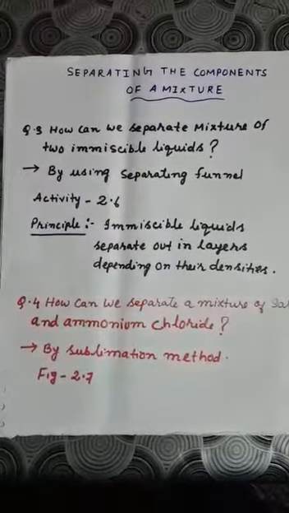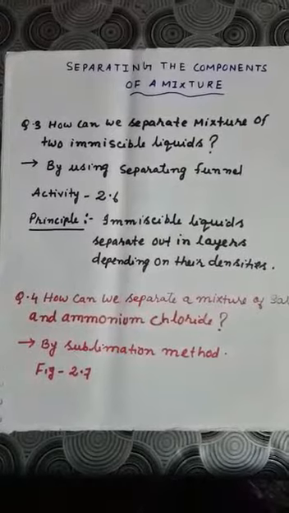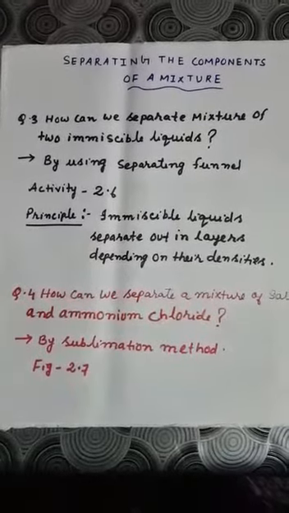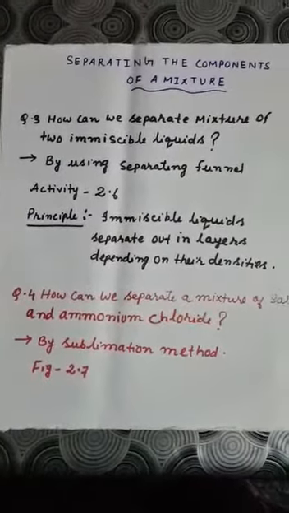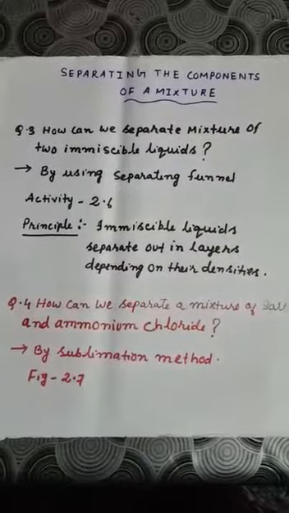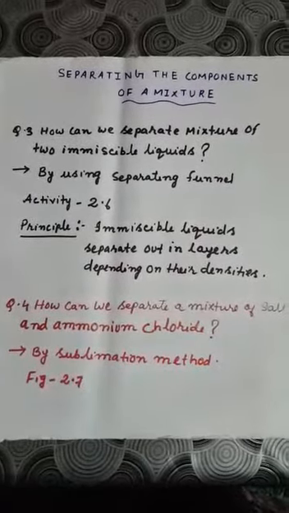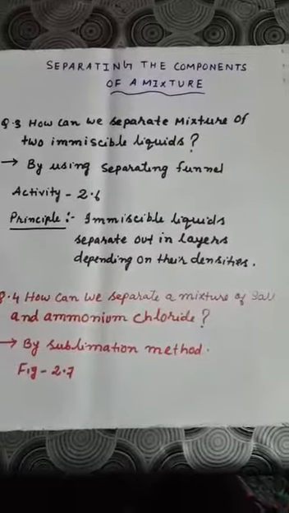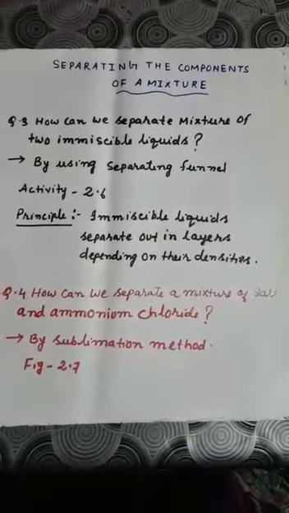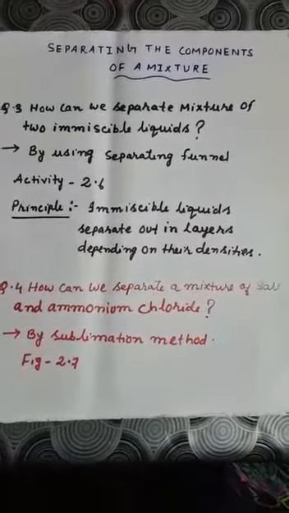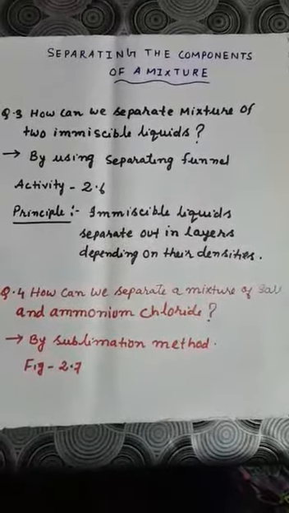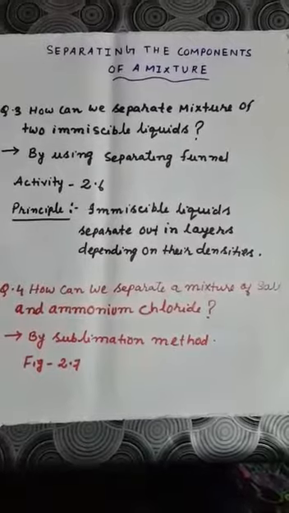Next is, how can we separate a mixture of two immiscible liquids? Immiscible means that which does not mix. Suppose you take water and oil, it never mixes up. So it makes two layers. We can see two distinct layers. So how can we separate that type of liquid? We can separate two immiscible liquids by using a separating funnel.